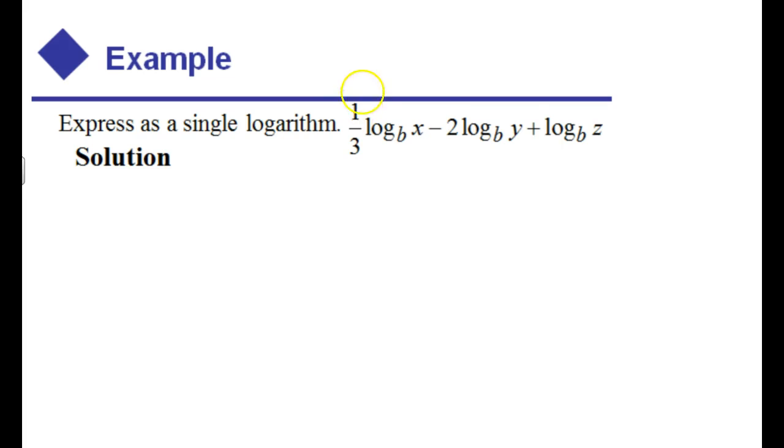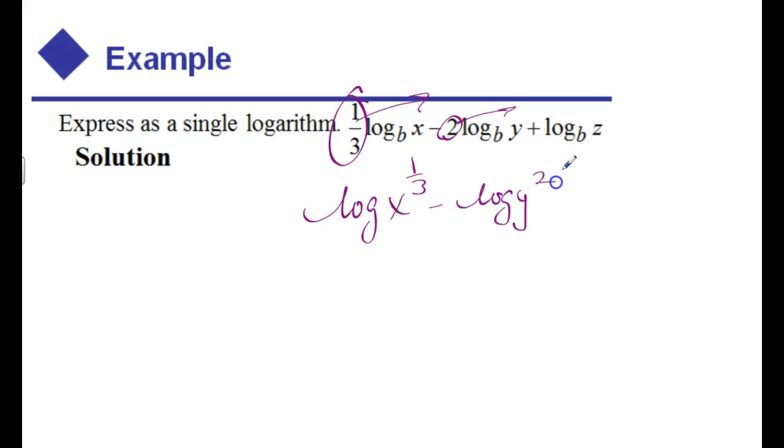So let's go backwards. If something is out front, I can dump it up top. And since there aren't any parentheses, it only applies to the first term. If there was parentheses around this, I'd have to put this 1/3 on top of every term, or distribute that 1/3 first. This 2 is going to get dumped up here, so I'll leave this minus the log of y squared plus the log of z.